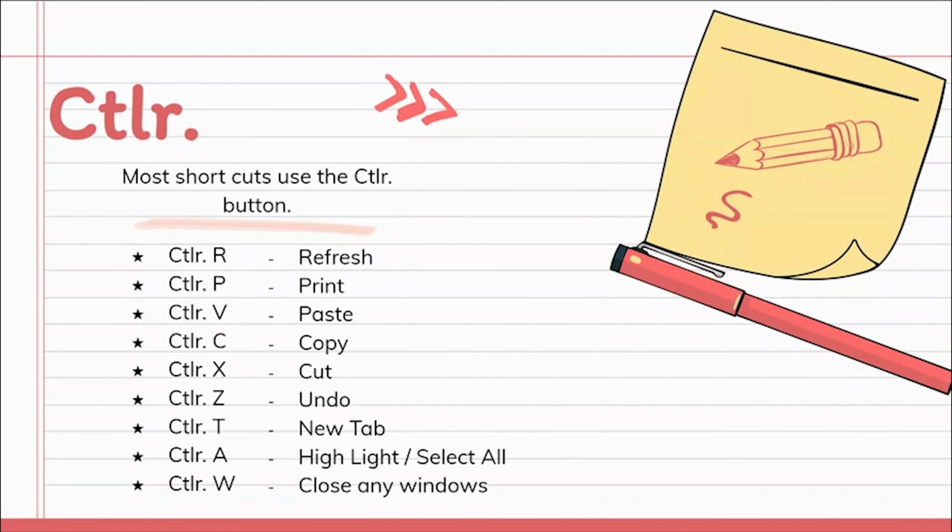And lastly, Control W is to help you close any windows. This can go for a Chrome window, this can go for a library window, anything that you have open, Control W will automatically close it.